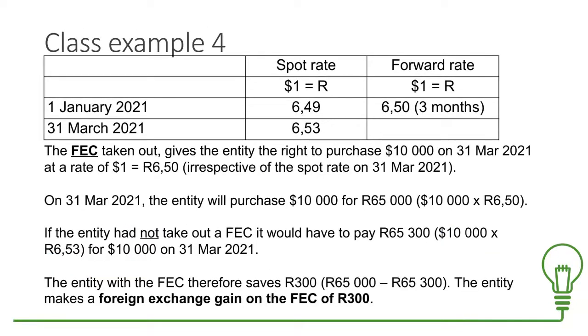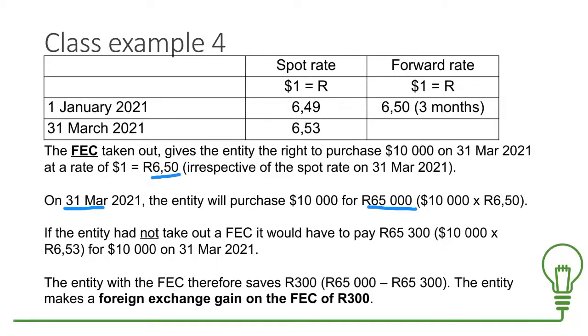Now, let's have a look at the FEC. So we've looked at the creditor. Let's have a look at the FEC. We got into an FEC, right? At inception date, it said that we must pay 6 rand 50. So that's how much we're going to be paying. At expiry date, on the 31st of March, we pay the bank 65,000, which is 6 rand 50 times 10,000 US dollars.